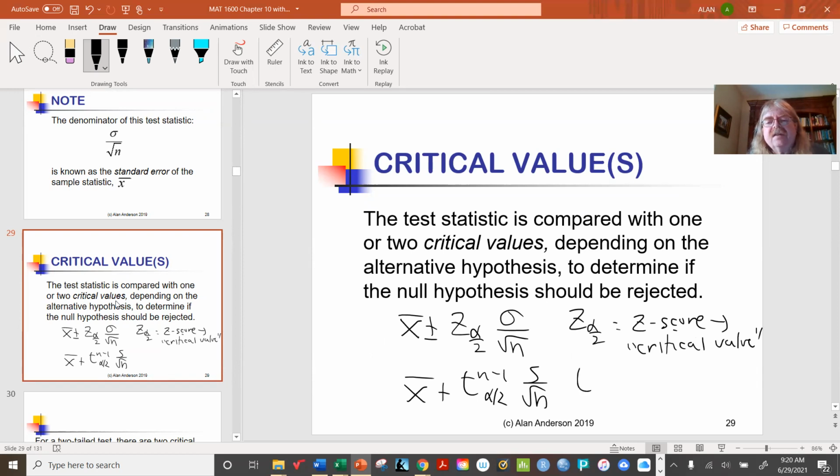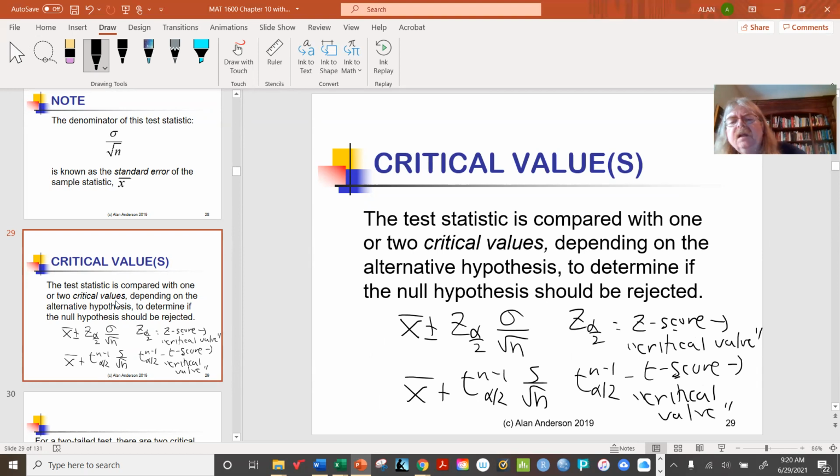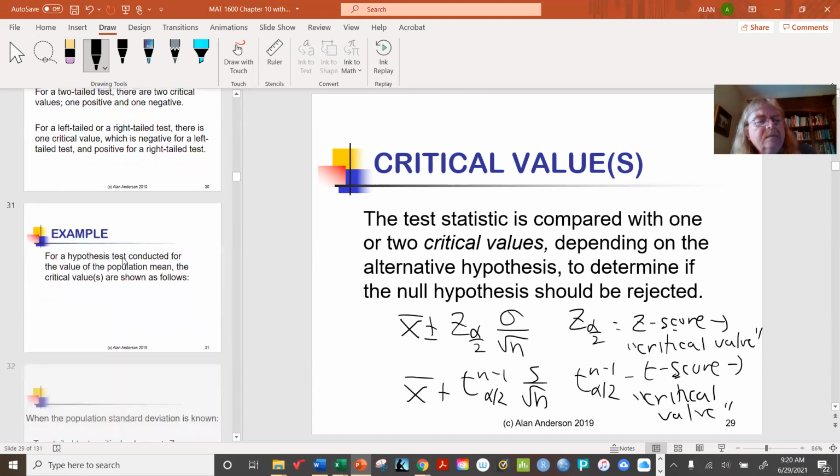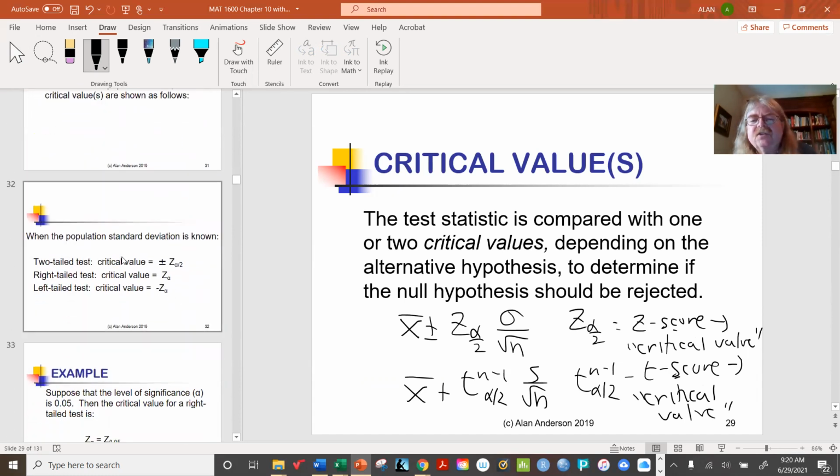And the same thing is true down here. This is called a t-score or a critical value. So you've already calculated these. But in this chapter, there's more than one way of doing this, and that will ultimately depend on the alternative hypothesis that you've chosen. So there's a chart here somewhere. Okay, let me show you this chart.